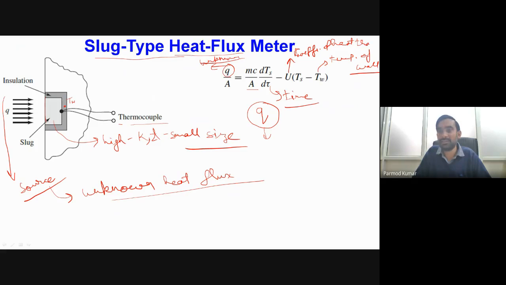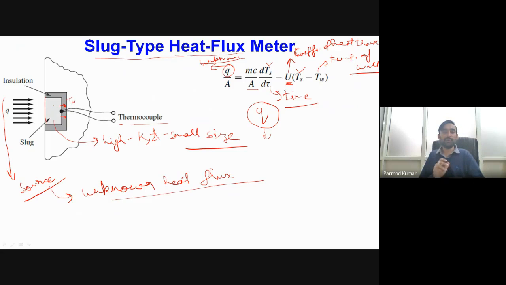So heat will be transferred at this junction from the slug to the insulating wall, and the coefficient of heat transfer for that is U. If we know the value of U, we can measure temperature with the help of the thermocouple, so we know the temperature as a function of time. M and C for the slug material are already known, so we can determine the value of the unknown heat flux.